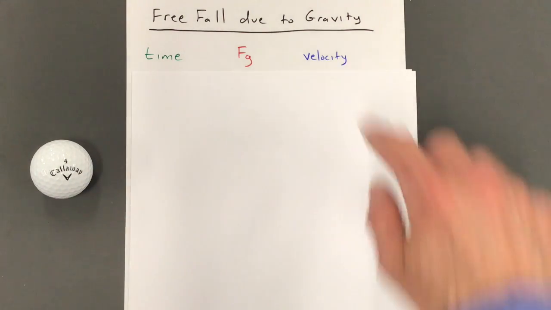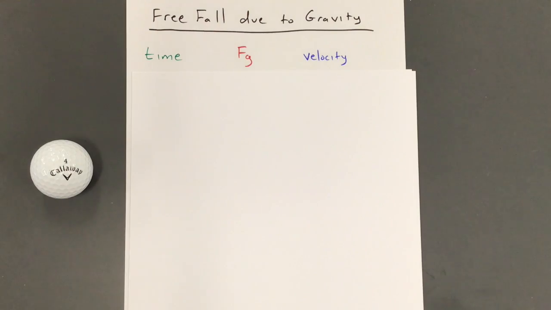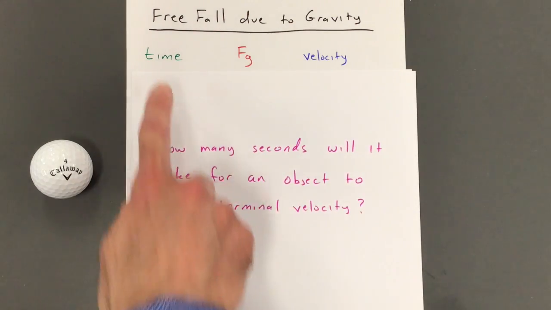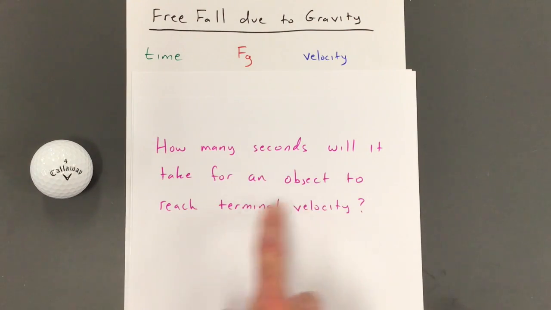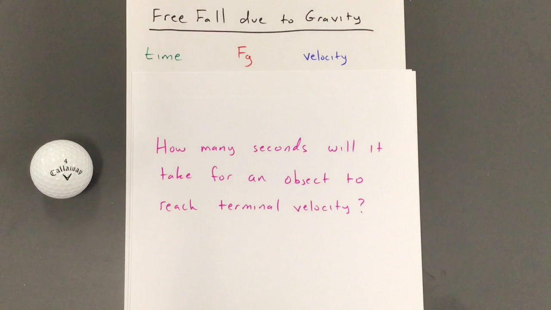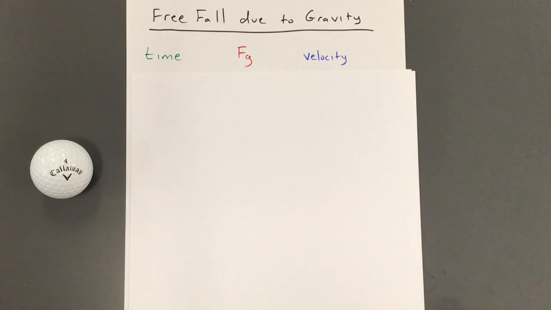And then we need to know the object's velocity, because again, we want to know how many seconds it will take for an object to reach terminal velocity. That's the highest velocity that it can reach when the only factor that is affecting it is gravity. Air resistance will prevent it from going any faster.